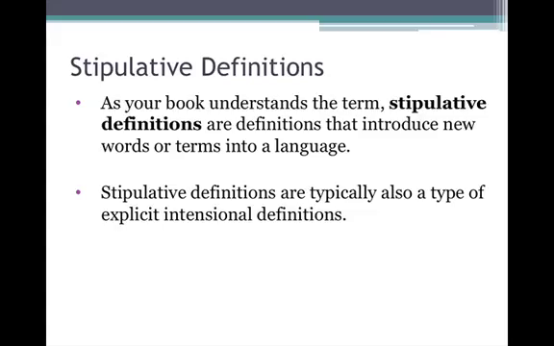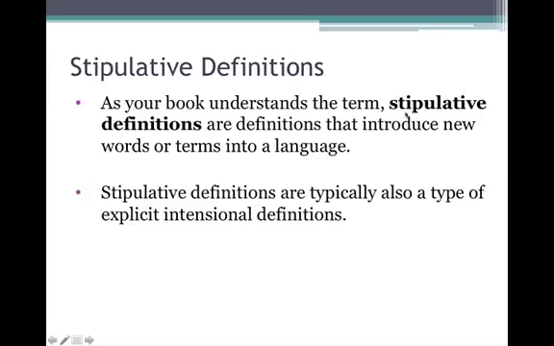Okay, the next type of definition we're going to look at is a stipulative definition. As your book understands the term, stipulative definitions are definitions that introduce new words or terms into a language. It should be noted that sometimes stipulative definitions are understood more broadly so as to include what we'll be calling precising definitions in a little bit.